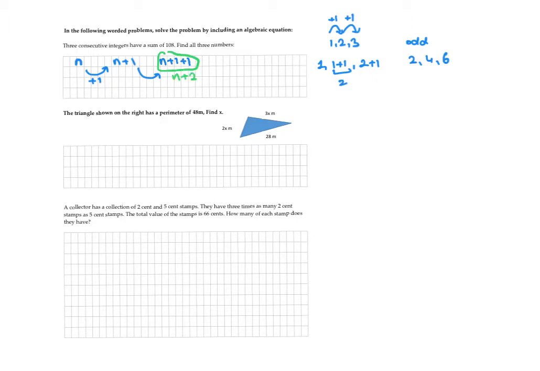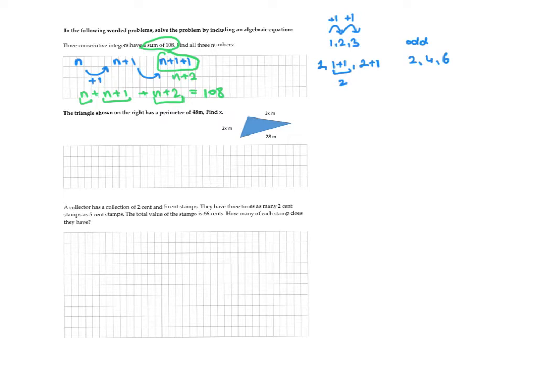The question says the numbers have a sum. Sum is addition, isn't it? So we're going to have n, plus n plus 1, that's the second number, plus n plus 2, and it is equal to 108. The next thing now is to collect like terms. You can see we have three n's, n plus n plus n, that is equal to 3n.